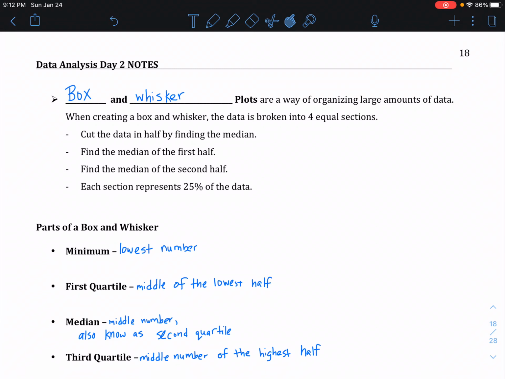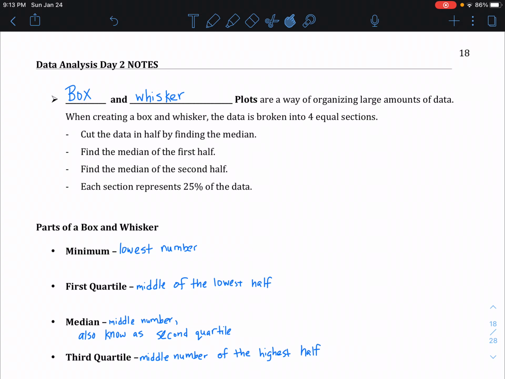Okay, guys, we're back to it in Unit 6, the Probability and Data Analysis unit. So we're going over the Day 2 notes on page 18. Today we're going to discuss another visual for data, looking at data and numbers. It's called a Box and Whisker Plot. They are a great way of organizing a large amount of data and seeing how things are spread out.